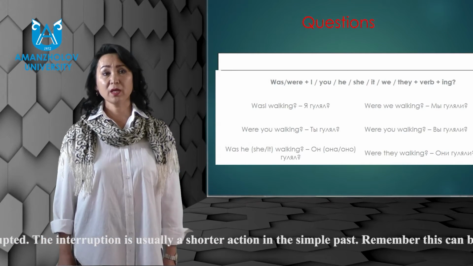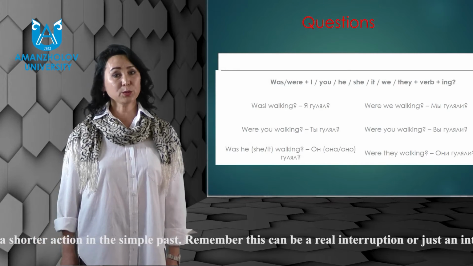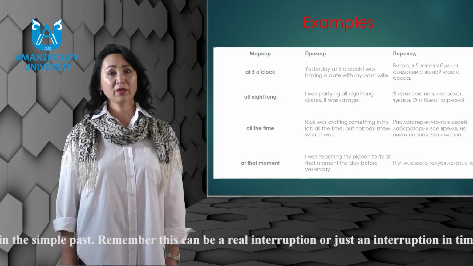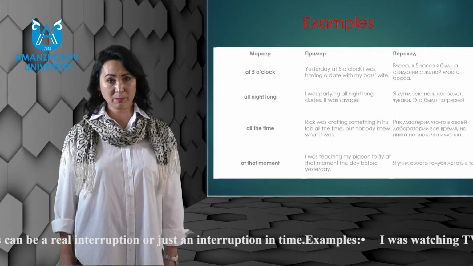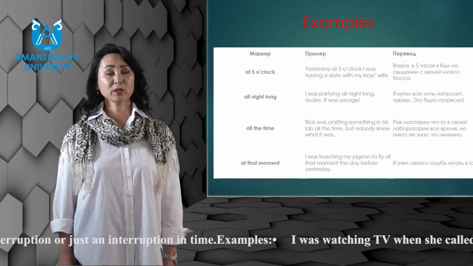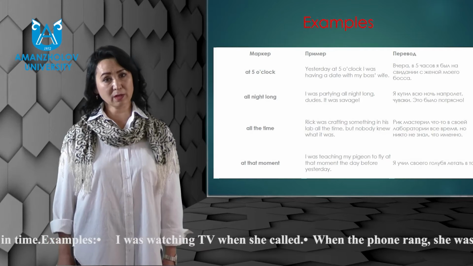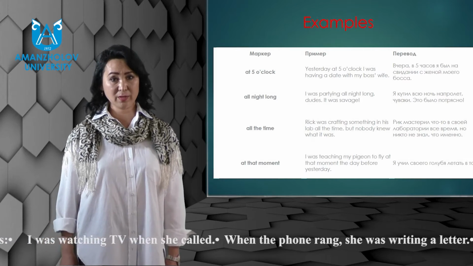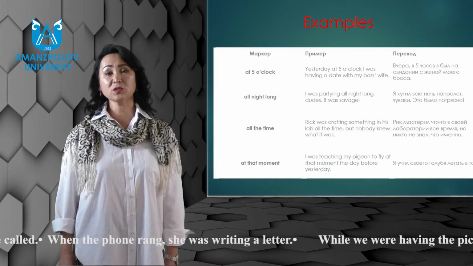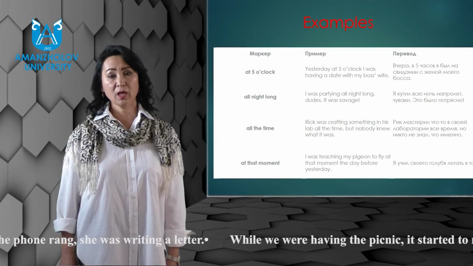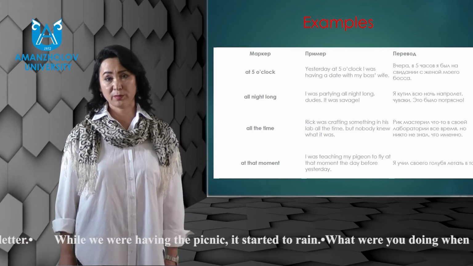The second use is specific time as an interruption. So in use 1 described above, the past continuous is interrupted by a shorter action in the simple past. However, you can also use a specific time as an interruption. For example, last night at 6 p.m., I was eating dinner. At midnight, we were still driving through the desert. Yesterday at this time, I was sitting at my desk at work.